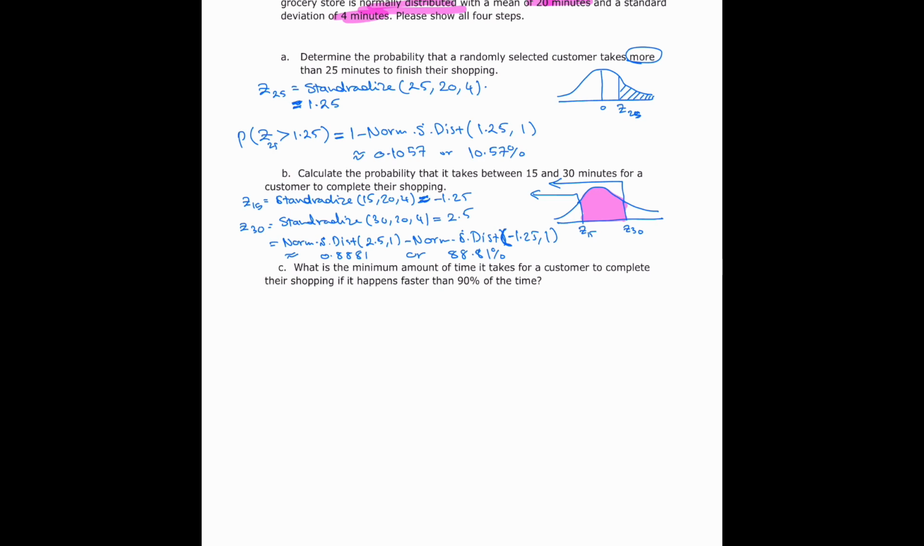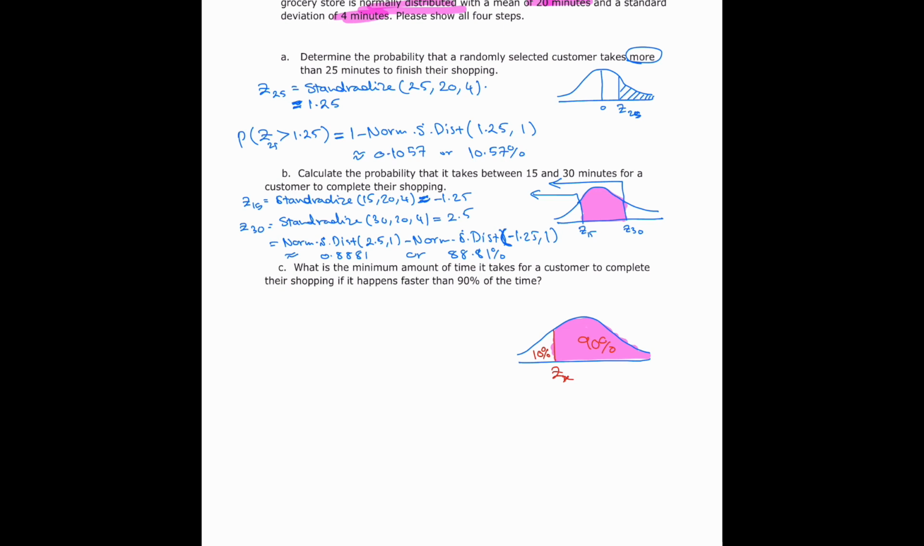Last but not least, C, what is the minimum amount of time it takes for a customer to complete their shopping if it happens faster than 90% of the time? Okay. Because it happens faster than 90% of the time, the 90% has to be at the top. So this area right here must be the 90%. And that person we're talking about is in the bottom 10% of the time. So you'd like to find this z that separates the bottom 10%.